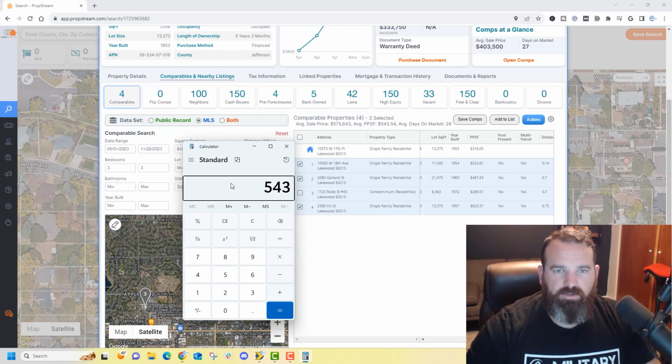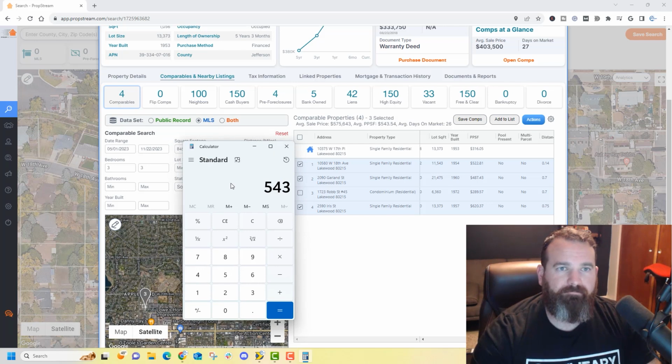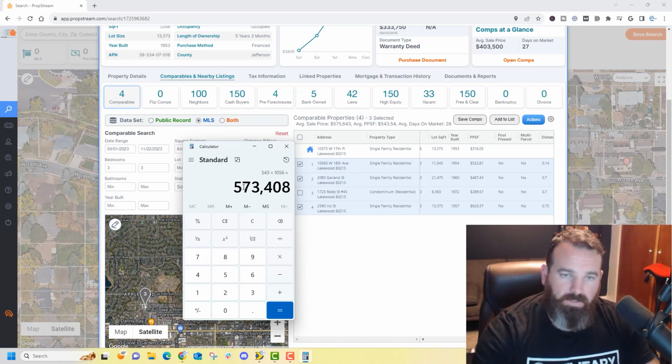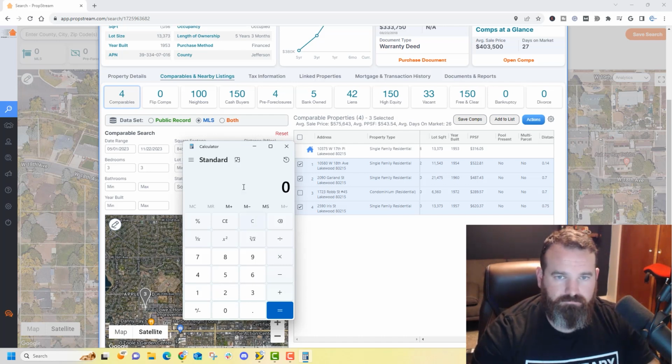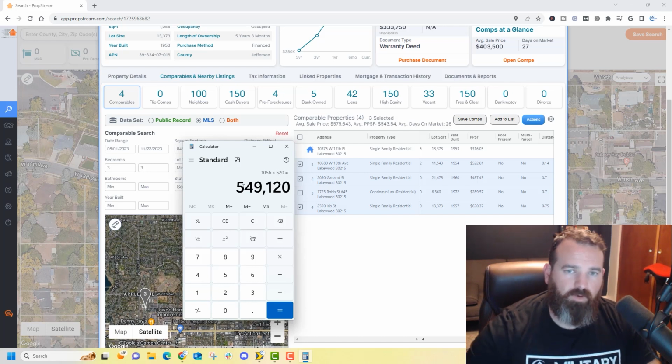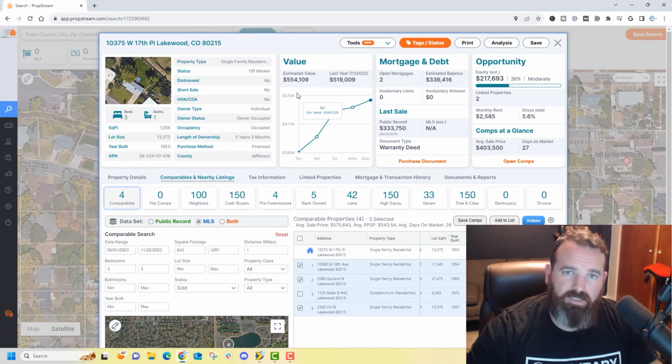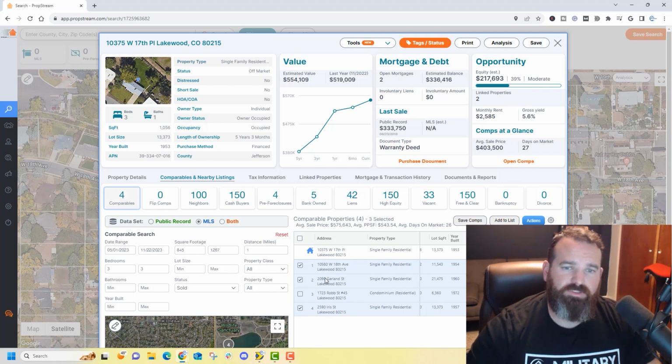I just take a calculator, $543 a square foot, and this is a 1,056 square foot home, so that puts us at 573. But let's say we go to that 520 range because we're taking out the bedroom or the bathroom. So that's still right around 550. Okay, and that actually lines up pretty close to the estimated value. But essentially that's what you do.